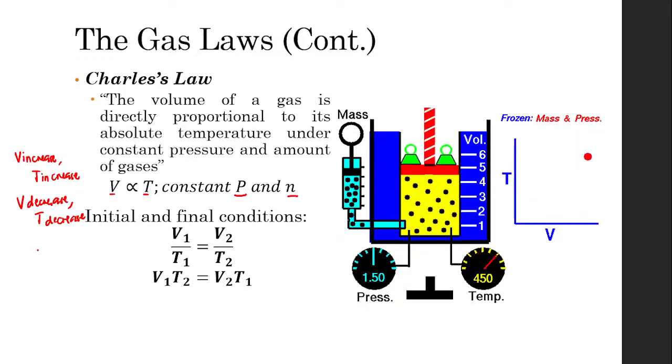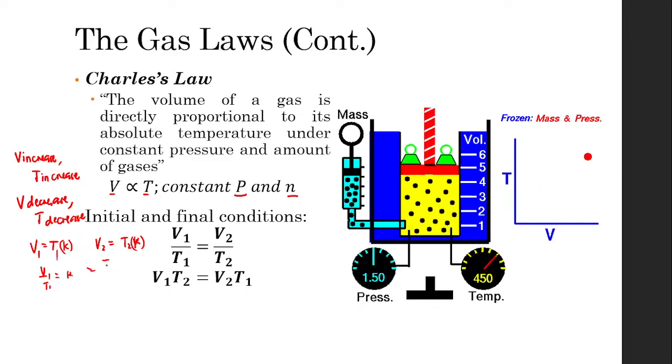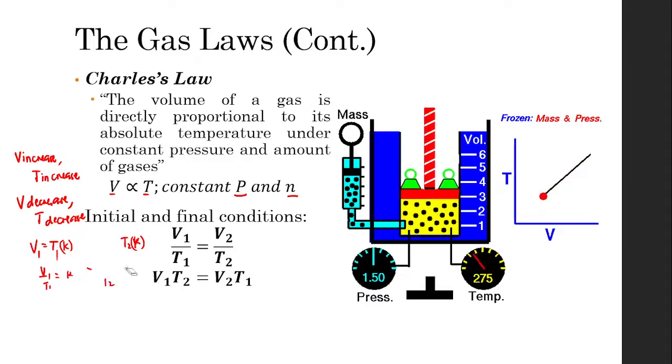And we got this from here. We know that V is proportional to T, and then some type of constant, because we have constant P and constant n. So if we have our V1 and T1, and then we have our V2 and T2, you have your constant K. So V1 over T1 is equal to K, which is also equal to V2 divided by T2. So that's basically how we got this equation right there.